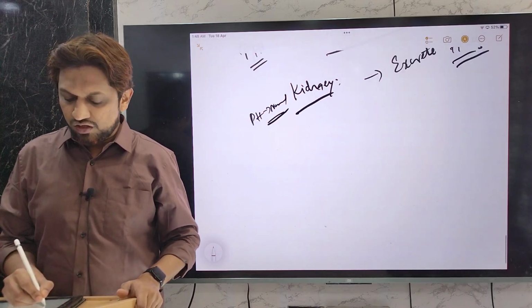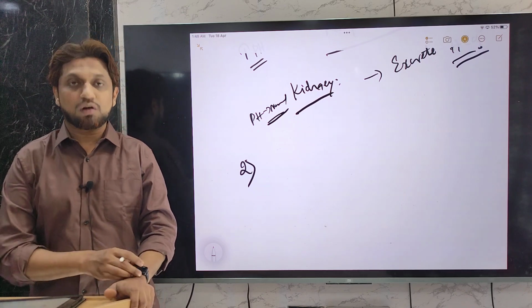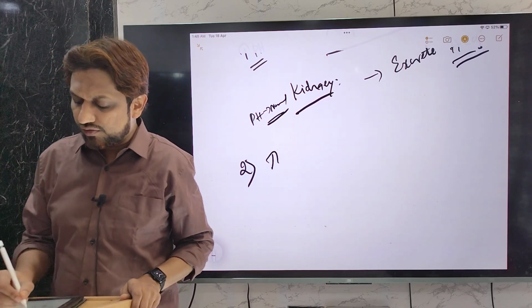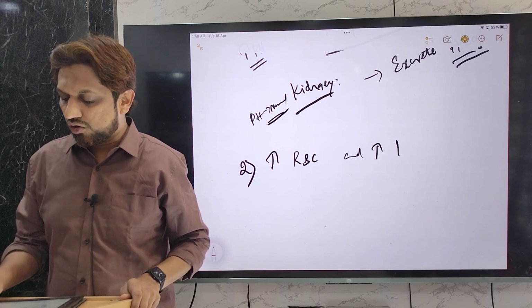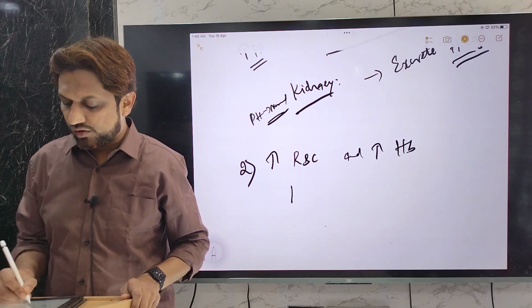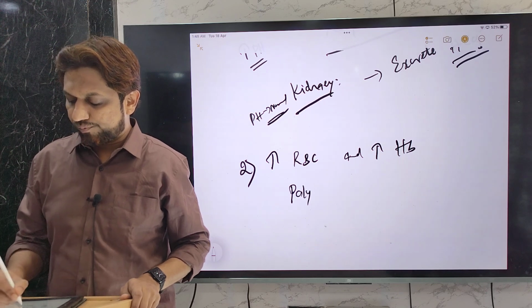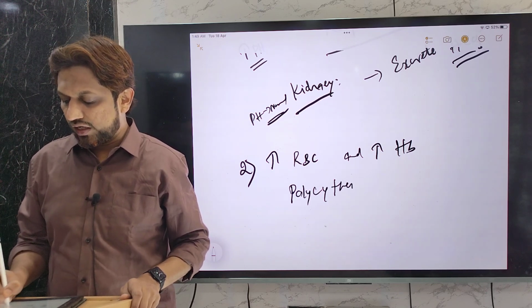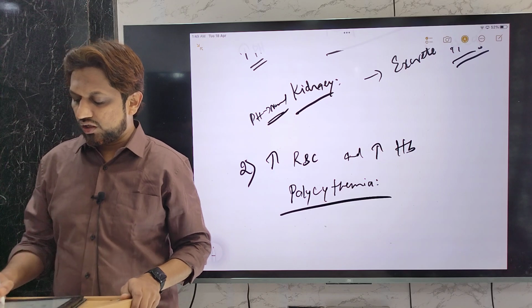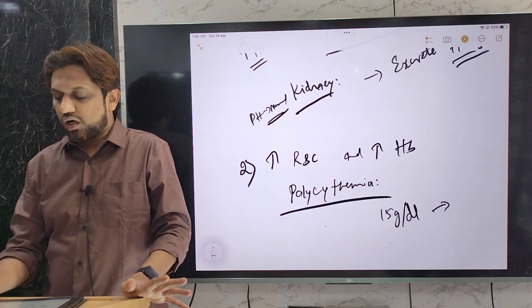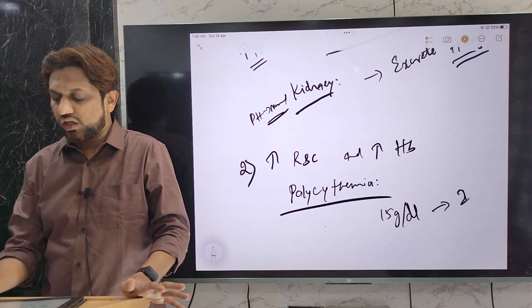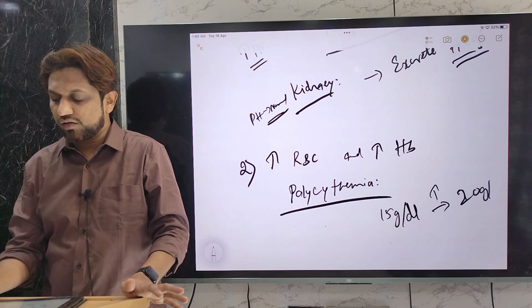Now the second very important change we see in our body is an increase in the RBC and an increase in the hemoglobin level. The increase in RBC is called polycythemia, and there is an increase in the hemoglobin content. Generally the hemoglobin content is around 15 grams per deciliter, and it will increase to around 20 grams per deciliter.